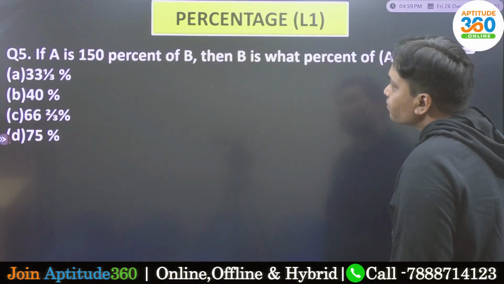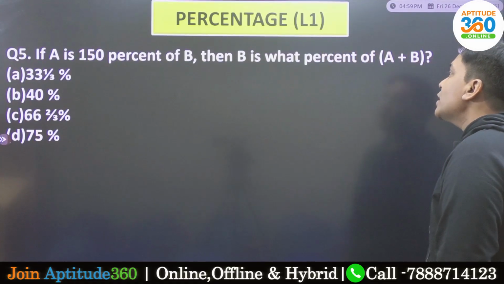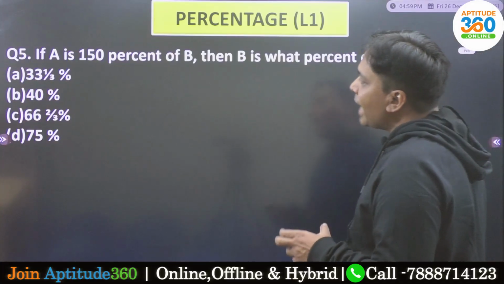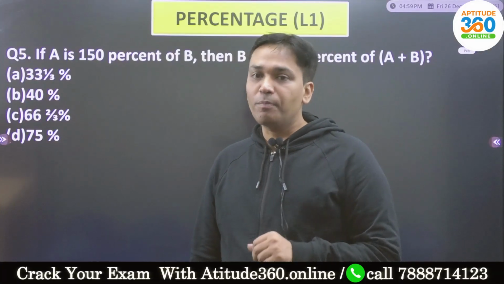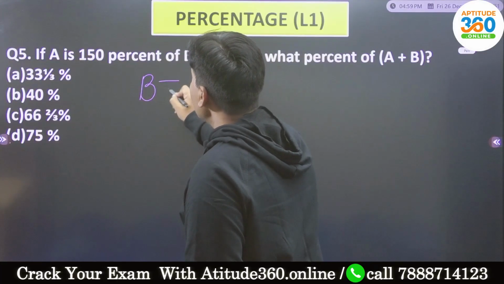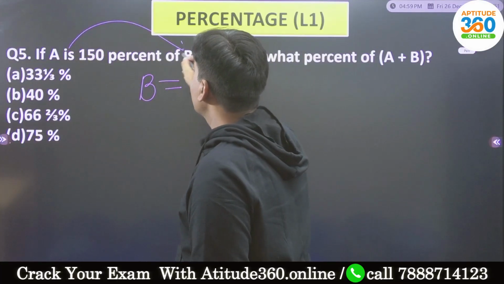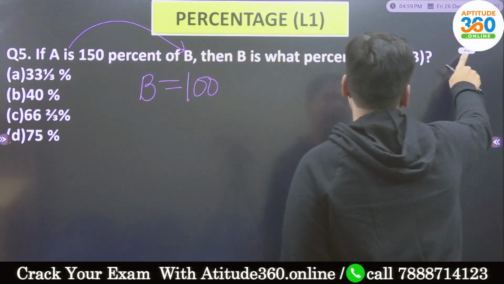Now, if a is 150% of b, then b is what percent of a plus b? a is 150% of b. यानी हमारे को क्या करना है यहां पे? a is getting compared with b. तो मैं क्या करूंगा? मैं ना b को 100 लूंगा. ठीक है जी.